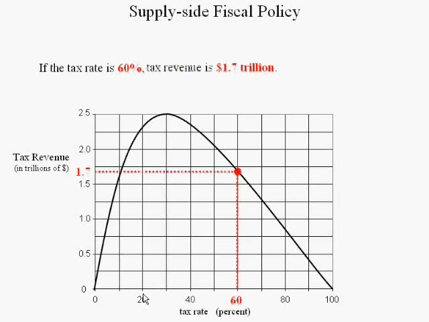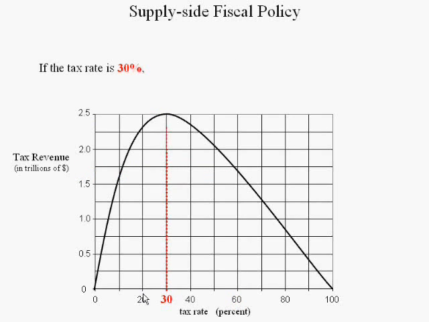Okay. Now the tax rate is 60%. Suppose it's at 60%, we're going to generate $1.7 trillion. If the tax rate is cut to 30%, revenues increase to 2.5. So a tax rate cut in this model raises tax revenue by nearly $1 trillion.